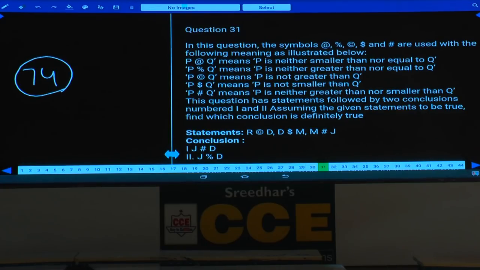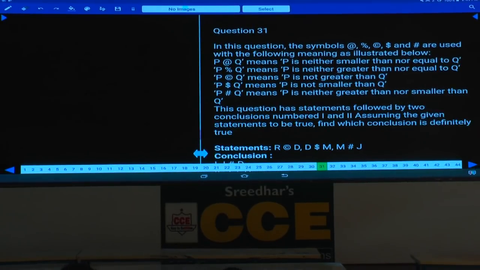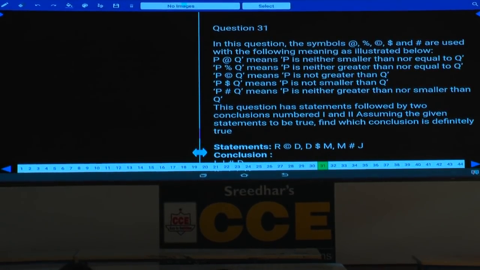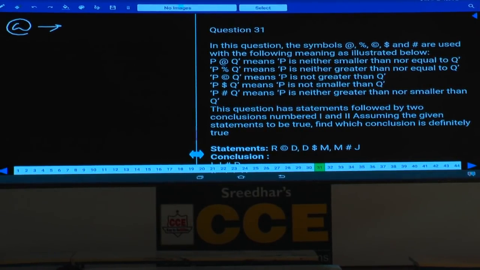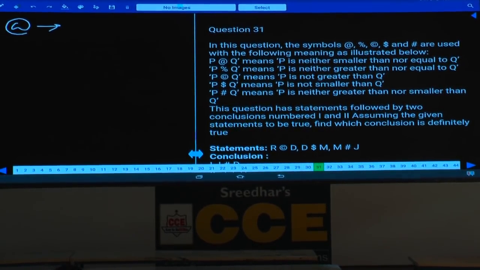Now in these types of questions wherein the meanings of some of the symbols are given, first decode the symbols. At the rate of stands for what? At the rate of is for P neither smaller nor equal to. It cannot be smaller than, it cannot be equal to, hence it must be greater than.